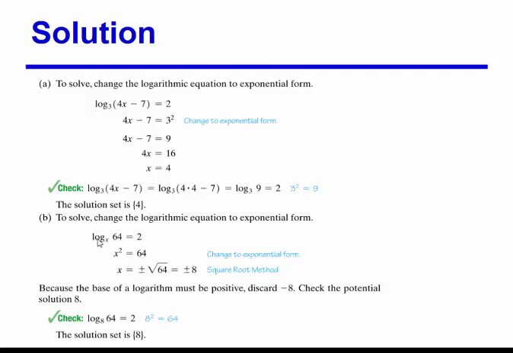For b, we have log base x of 64 is equal to 2. So x squared is equal to 64. So x is equal to plus or minus 8, which is the square root method. Because the base of a log must be positive, we get rid of the negative 8, and then we check the potential solution, 8, and it does work.